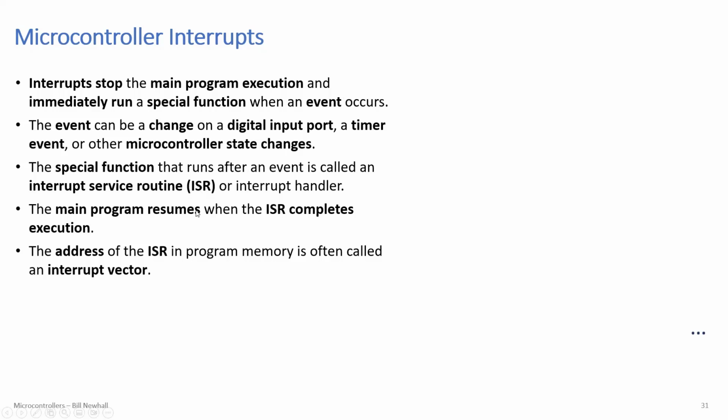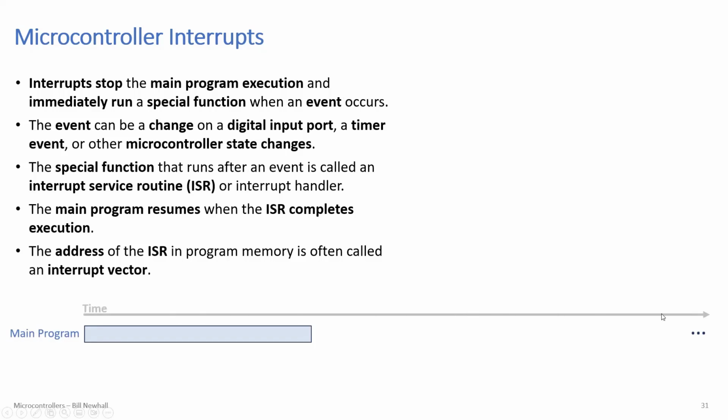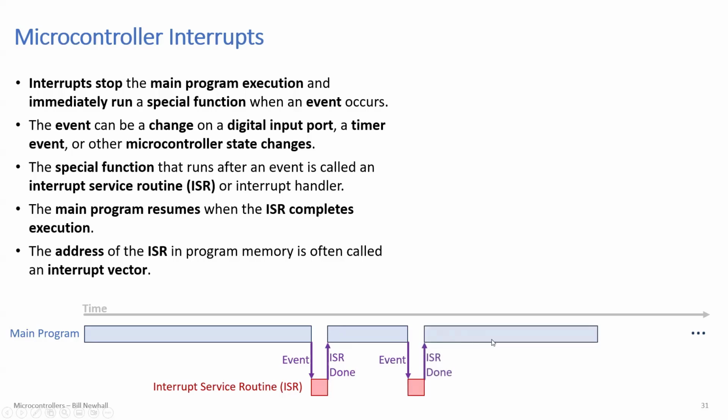So let's take a look at an example, a plot over time to conceptually show how this works. You turn on your microcontroller and the main program starts running, and it's running over time. And then some event occurs. And so what the microcontroller does is it immediately runs the interrupt service routine. That code runs, and once that function is done running, the main program's normal execution continues. And maybe you get another event and the ISR runs. The ISR is done, program continues. Another event, ISR runs again, and so that continues on.